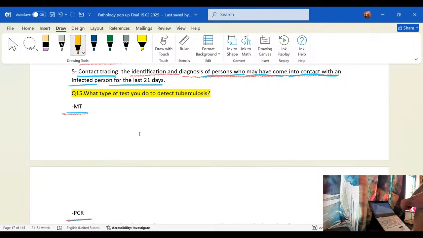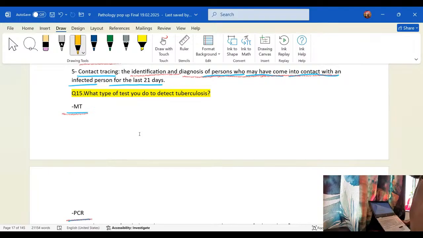What type of test do you do to detect tuberculosis? QuantiFERON gamma assay, recombinase polymerase amplification, and PCR.